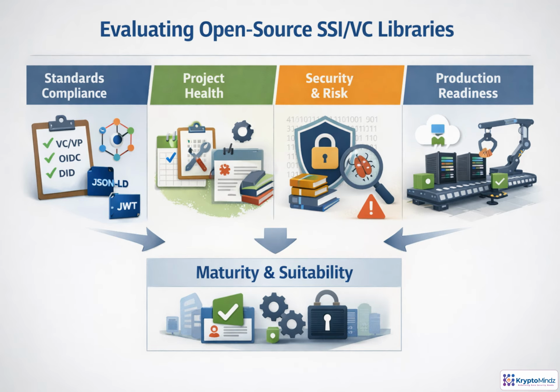When you evaluate an SSI or VC library, think in two dimensions: technical fit and operational readiness. On the technical side, confirm support for your required standards, credential formats, DID methods, and status mechanisms, and check that cryptography and validation pipelines match your trust model. On the operational side, assess project health, licensing, security posture, and community support. Then decide, is this suitable for a quick proof of concept or trustworthy enough for production, business-critical flows?